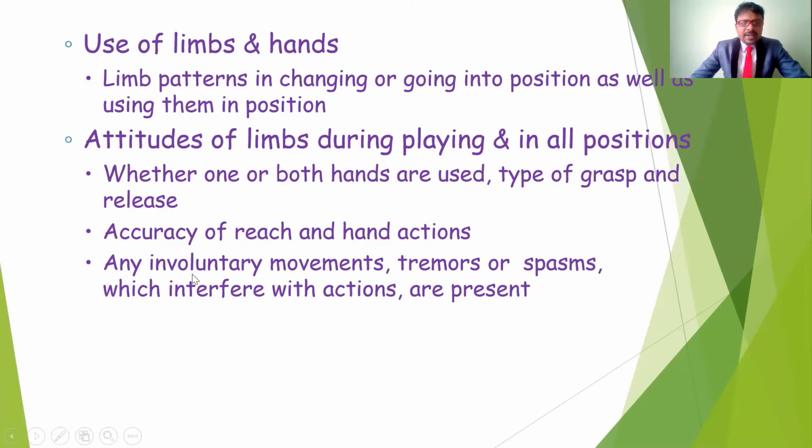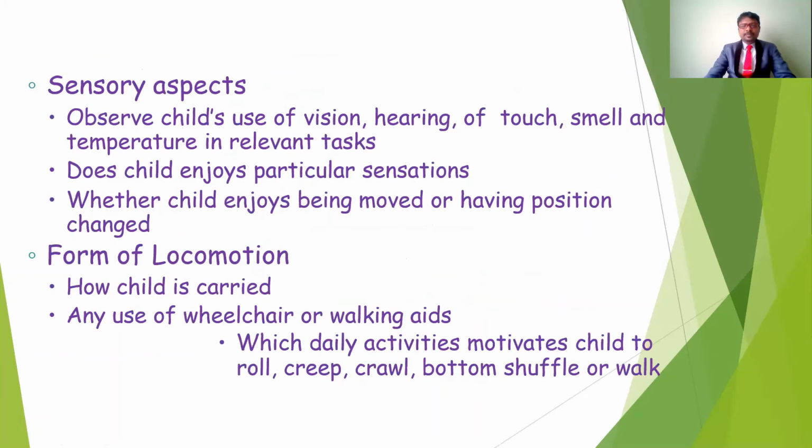Accuracy of the reach and also hand actions. How much accuracy is there, how does he handle things, how are his fine movements, that means how he can hold pens or keys or any small things, how he handles them. Depending upon his hand activities, we are going to assess the functional skills. Any involuntary movements, tremors, spasms which interfere with the action, are they present or not? We have to check for any abnormal movements with actions or any muscle spasms which interfere with the patient's activities.